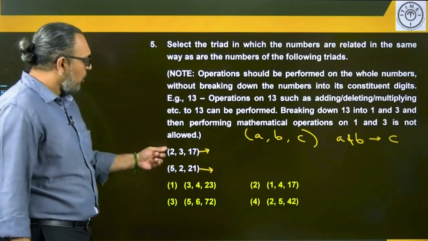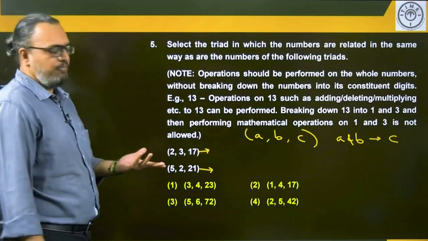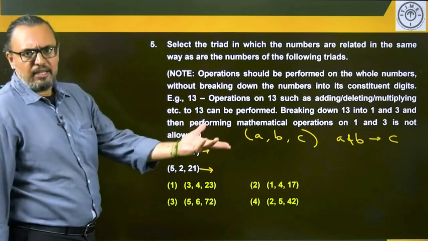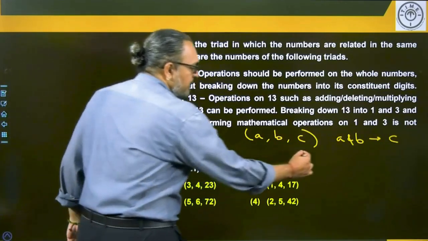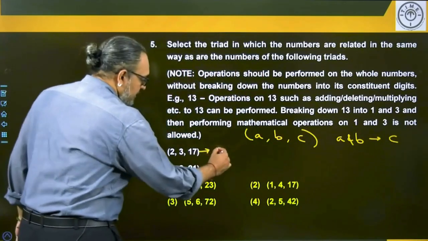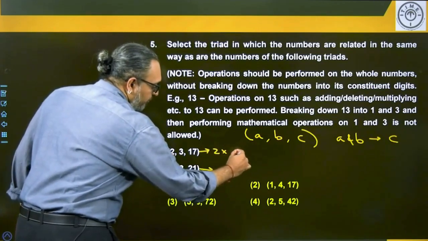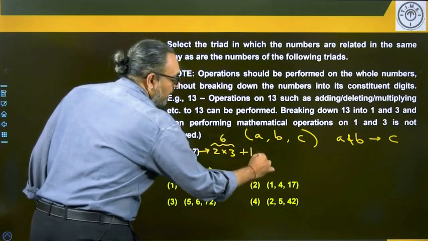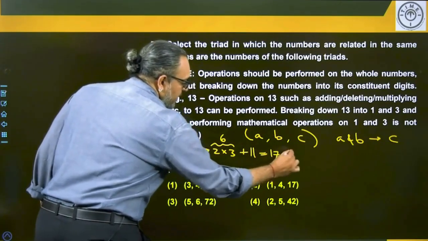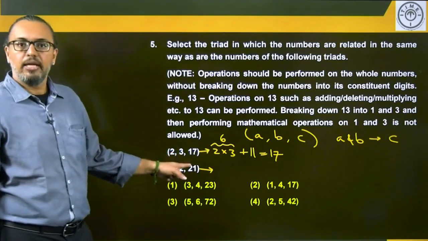Let us check. Now I'll start with multiplication, because definitely by multiplication alone it is not going to be sufficient. But anyways, I'll take this example. So I'll do 2 into 3. So how much will I get? 6. And how much more I have to add? 11. So that I am going to get 17. Correct? That is what I have.